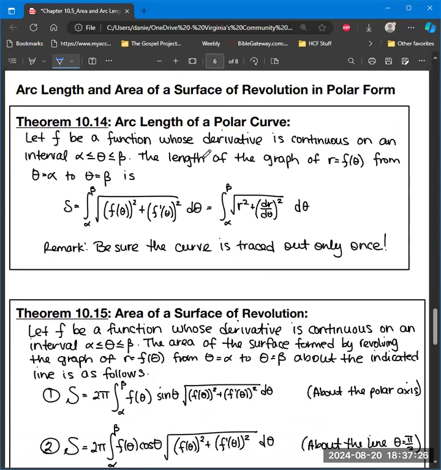All right, let's move on and talk about arc length and area of a surface of revolution in polar form. Again, this follows directly from our previous discussions on arc length and surface area. So theorem 10.14 tells us that the arc length of a polar curve can be found by letting f be a function whose derivative is continuous on an interval of alpha less than or equal to theta less than or equal to beta. And the length of the graph of r equals f of theta from theta equals alpha to theta equals beta, this is lowercase s for arc length, is equal to the integral from alpha to beta of the square root of f of theta squared, that's r squared, plus f prime of theta squared, that's dr d theta squared, or r prime of theta squared, d theta.